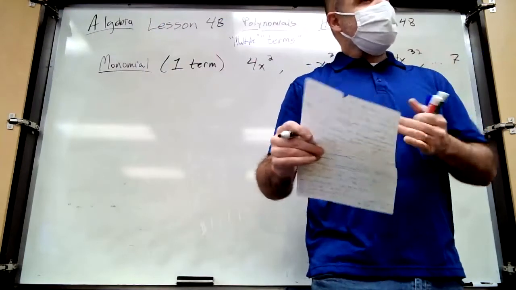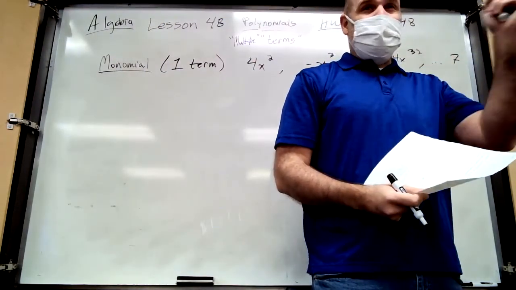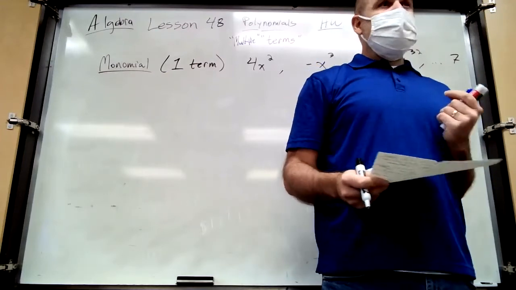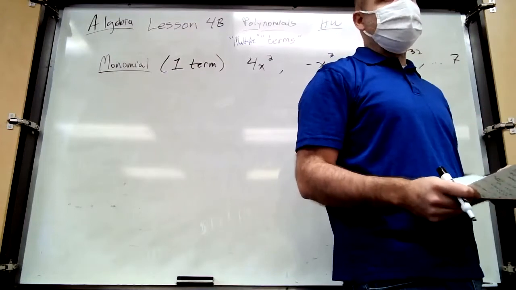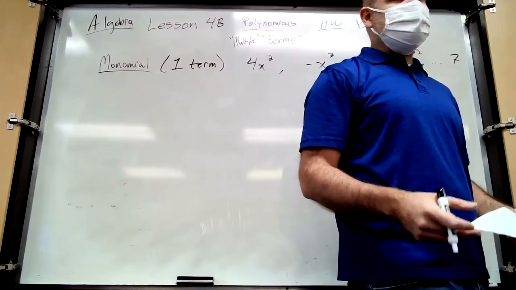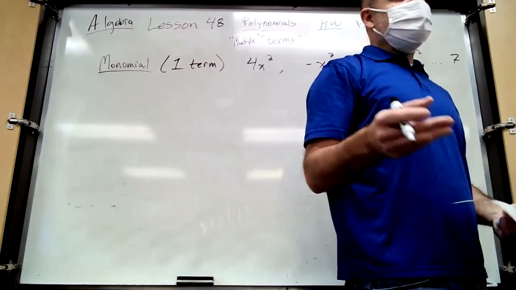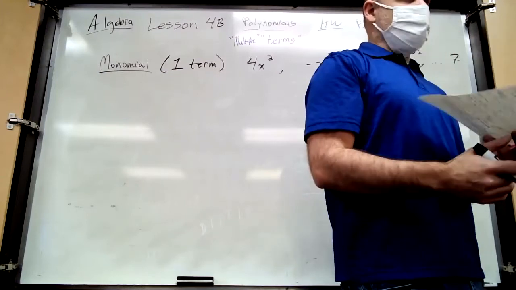So terms are added or subtracted. So if you're not adding or subtracting anything, then it's a monomial. Okay? So Q is a monomial. Elkin is a monomial. You're not adding anything to Elkin. You're not subtracting anything from Elkin. He's just Elkin. He's a monomial.